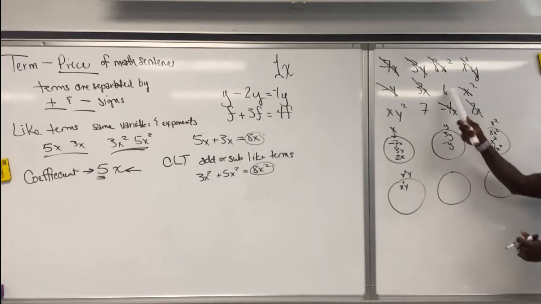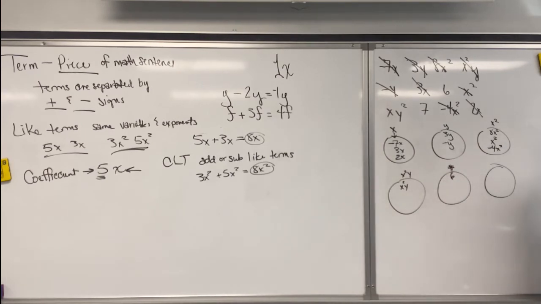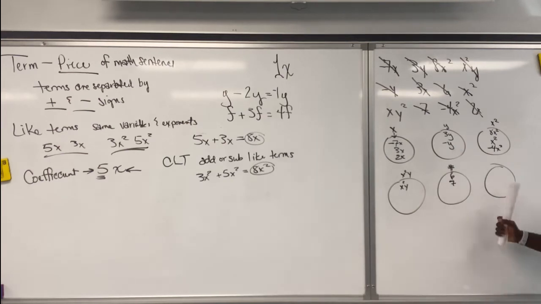All right, the next one we got a whole number. We got our constants. So we're going to put 6 here. Is there another constant here? There it is, 7. All right, 6 and 7 are gone. And then in this last box, what are we going to put here? xy squared, right? What's the difference between xy squared and x squared y?